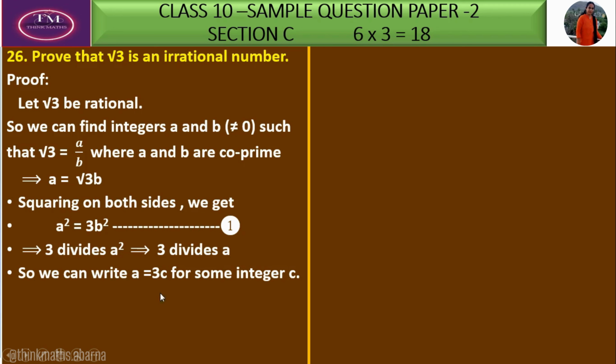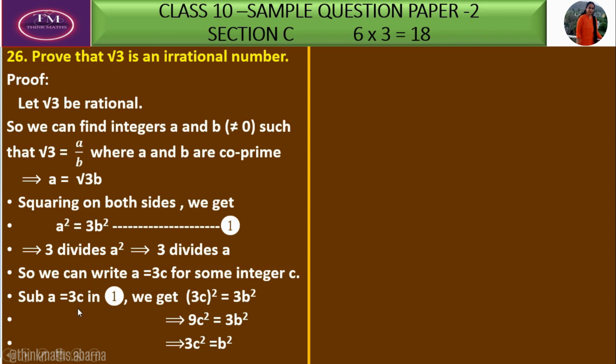Now what can we do? We substitute a is equal to 3c in the first equation. Instead of a, we write 3c, so 3c whole square equals 3b square. What is 3c whole square? 3 square is 9, so 9c square equals 3b square. Both are multiples of 3, so 1 threes are 3 and 3 threes are 9. We get 3c square equal to b square, that is, b square equals 3c square.